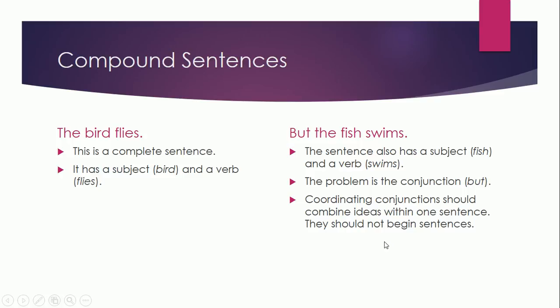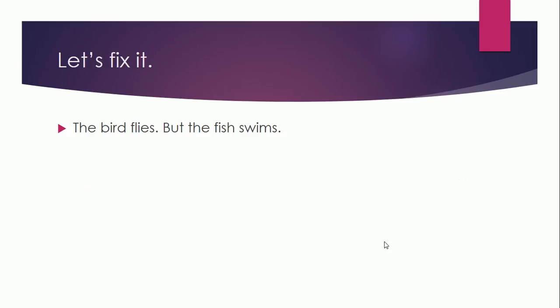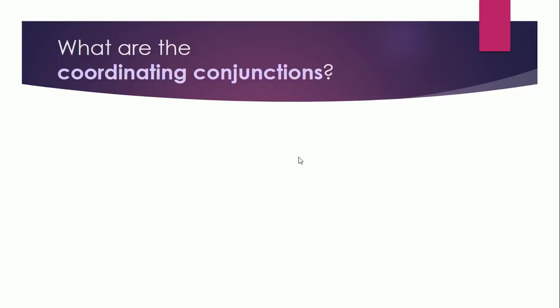Coordinating conjunctions should combine ideas within one sentence. They should not begin sentences. So we're going to fix it by just putting them together. Notice we have to have that comma there. We make that a lowercase b, but we keep it. And now we are showing a little bit more variety in our writing by using a compound sentence. So don't be afraid to use them. They're good to use. They make our writing more interesting, but just make sure you punctuate them correctly.